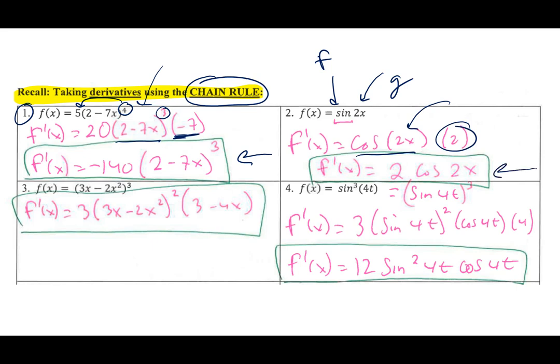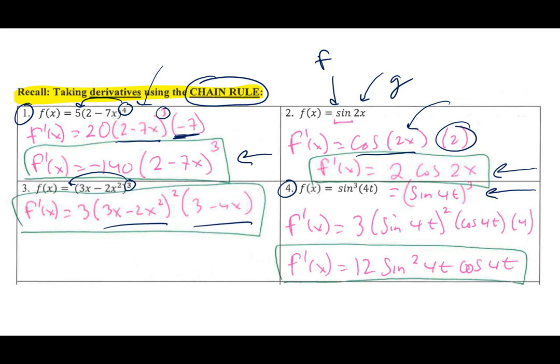For something like number 3, take the 3, bring it down to the front, take the entire quantity to the 1 less power, take the derivative of the inside, and there really isn't much simplification that can be done from here. Finally, for number 4, that was kind of as hard as it got back in the derivative chain rule days. So sine cubed of 4t, the first thing you would have to realize is that you can write that as the sine of 4t, the whole thing cubed.